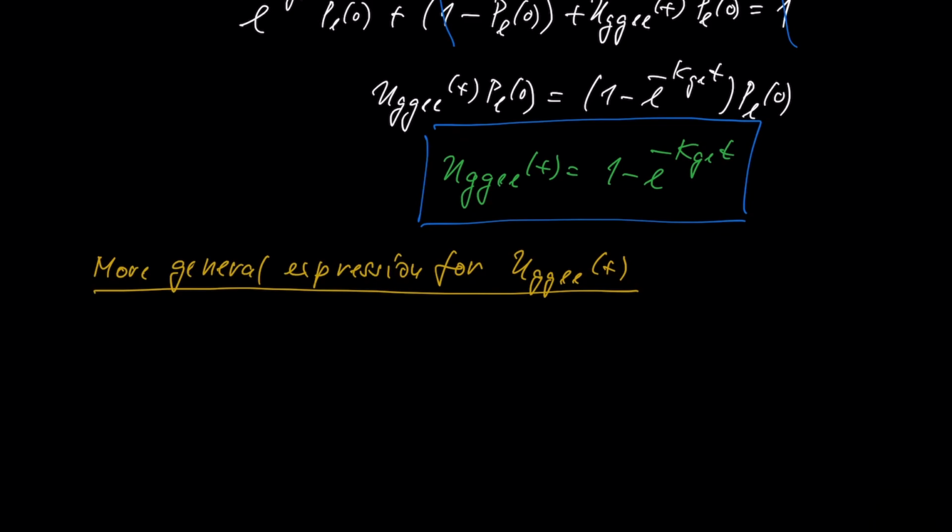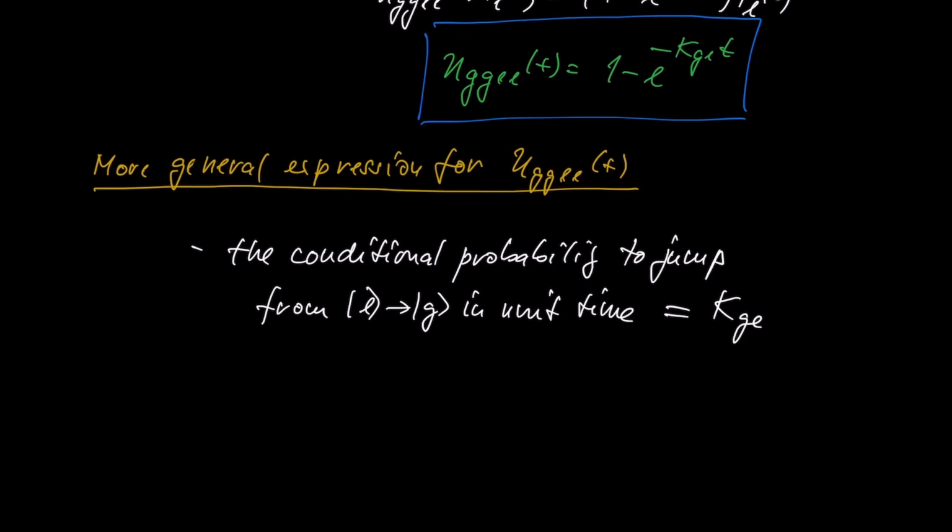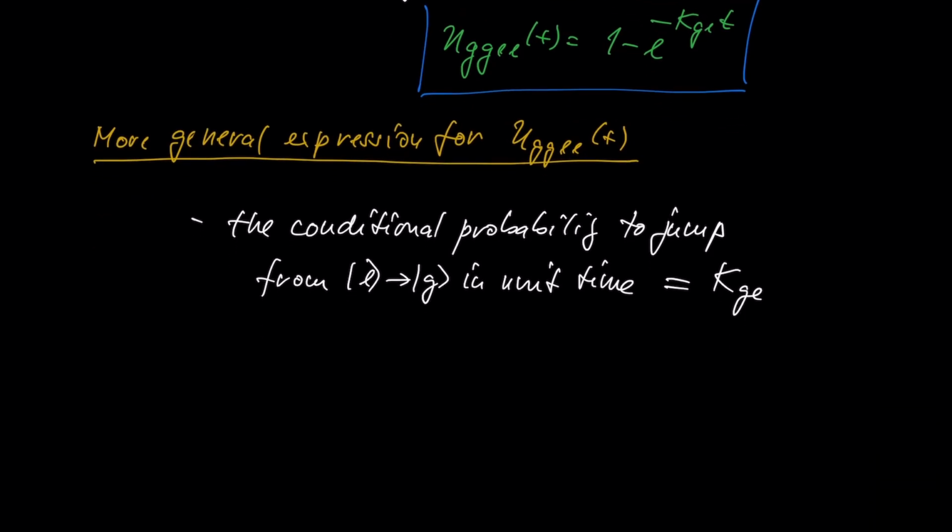Well, we can still keep working with some conditional probabilities. For instance, the conditional probability to jump from E to G from these states in unit time is the relaxation rate, and equals k_GE. That's basically the definition of the rate constant here. Give it some time to think about this, why that is.